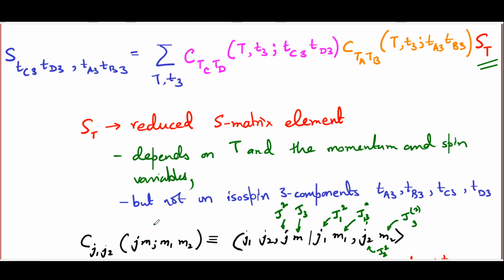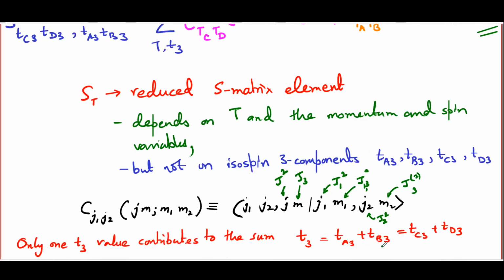In particular, the only T3 eigenvalue which is going to contribute here is the one in which T3 equals TA3 plus TB3, and this enforces that TC3 plus TD3 must be the same as TA3 plus TB3. Remember, the T3 is actually related to the charge and the hypercharge, and so this really is nothing new. This simply is an effect of the conservation of charge and hypercharge for strong interactions. But this means that although this formula looks like it has a rather large sum, it only has a very small number of terms to worry about.